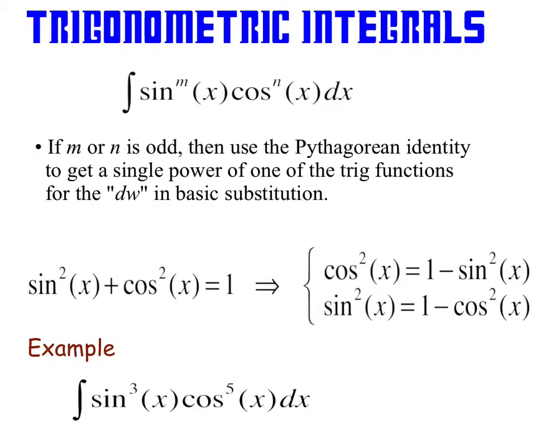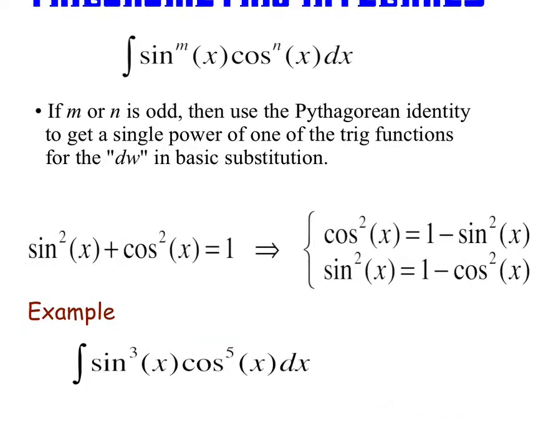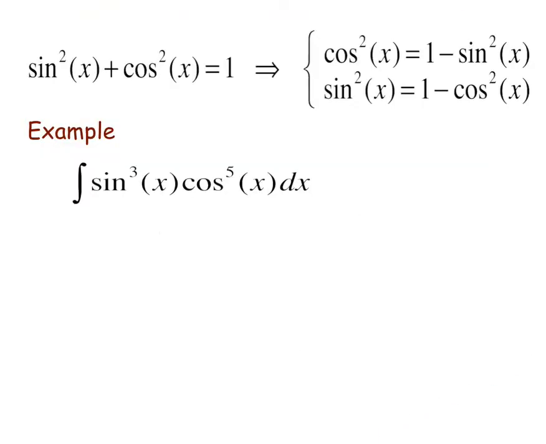So let's consider another example here. This time we've got the integral of sine cubed cosine to the fifth. They're both odd powers, and since they're both odd powers, that does mean we can convert either a pair of sines to a pair of cosines, leaving me with the singleton sine, or we can take two pairs of cosines, cosine to the fourth, and convert them into 1 minus sine squared, two of those times, leaving you with a single cosine.